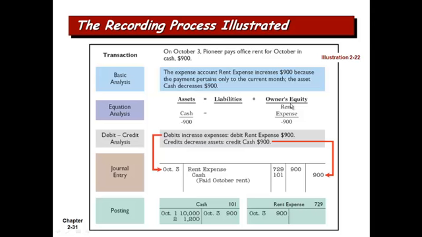Okay, in this example, Pioneer pays office rent in October for $900. So they're going to pay it, and they're going to reduce their cash by $900. They pay rent on October 3rd, and they pay it for October. We're not prepaying it, so we're paying it just for this month. So that's going to go on the income statement, which is rent expense. Rent expense is debited for $900. Cash is credited.